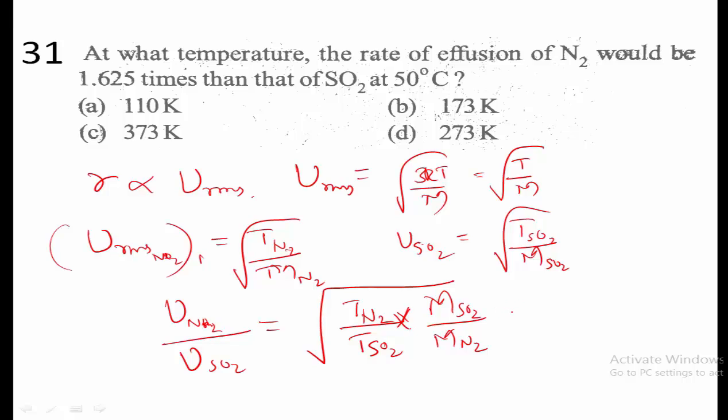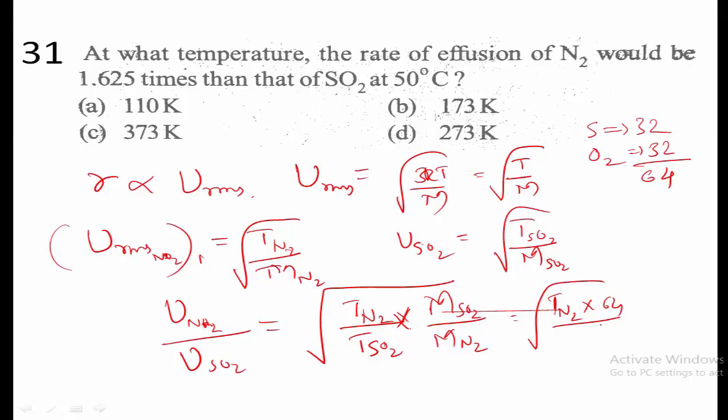Now substitute the values. What will you get? The temperature of nitrogen is what you need to calculate, so TN2 into 64, which is the molar mass of sulfur dioxide. Sulfur is 32, O2 is also 32, so 64, hence I have written 64. The temperature of sulfur dioxide is 323 because it is 50 degrees Celsius: 50 plus 273 is equal to 323 Kelvin. So that is 323 into the molar mass of nitrogen, that is 28.